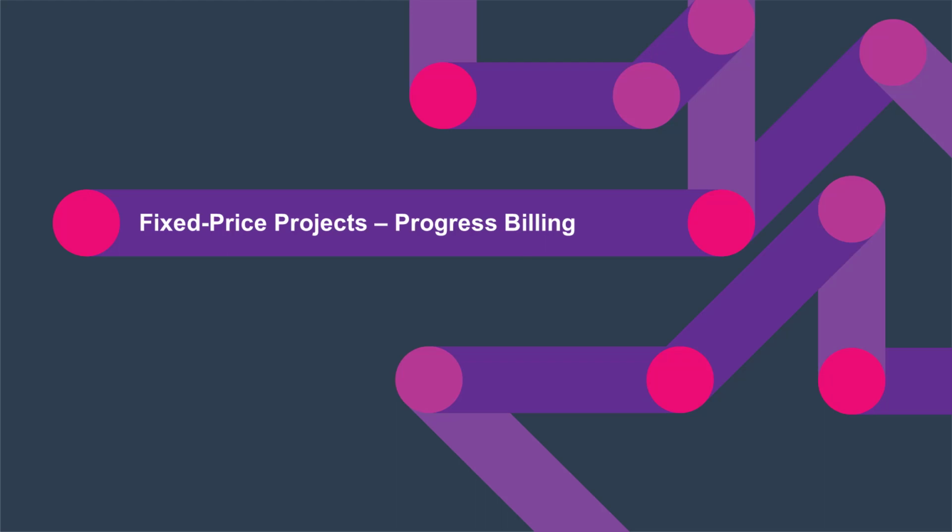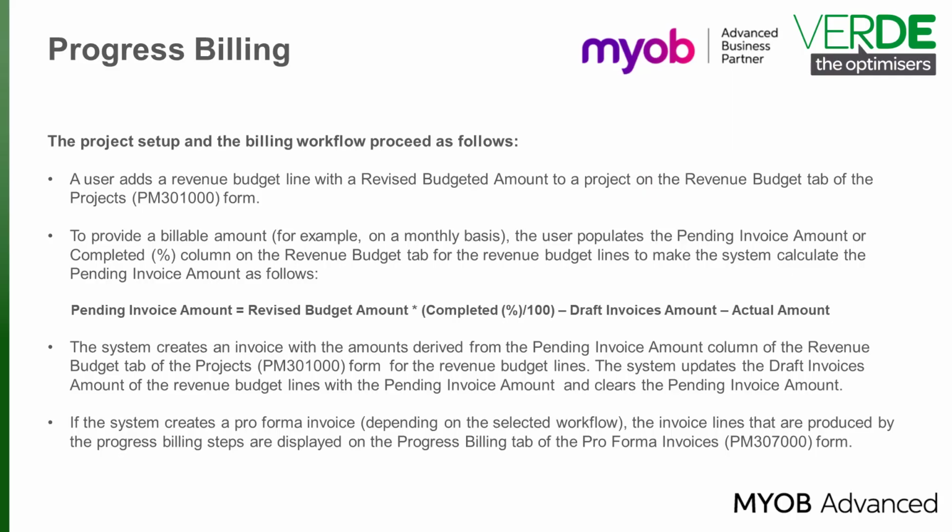Progress billing is a simple billing workflow for the projects that are gradually billed at a fixed contract amount. Progress billing does not involve project transactions, and the system uses progress billing steps of billing rules of the project task to process this billing. These billing rules are defined on the billing rules form. The project setup and the billing workflow proceed as follows.